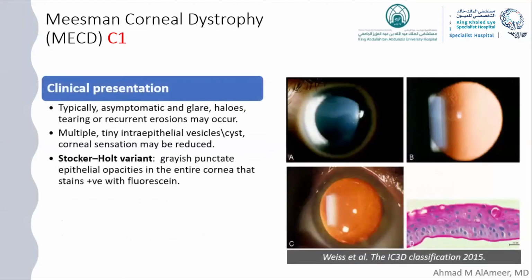How does it present? Usually asymptomatic. Sometimes glare and halos may develop. Recurrent erosion also could happen. They present with multiple tiny intraepithelial cysts, and corneal sensation might be reduced. In light microscopy, you can see these intraepithelial cysts that contain amorphous material or a peculiar substance.